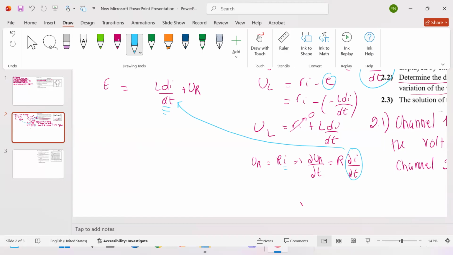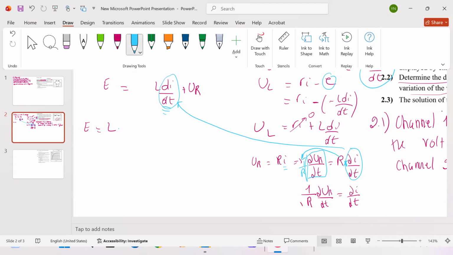So simply, di over dt in the differential equation should be replaced by duR over dt, and we take r to the other side, we will have 1 over r here. Okay, because di over dt was multiplied by r, so r should be divided on the other side. So it will be 1 over r duR over dt. It's equal to di over dt. Now the di over dt will be replaced. So we have E equals L.